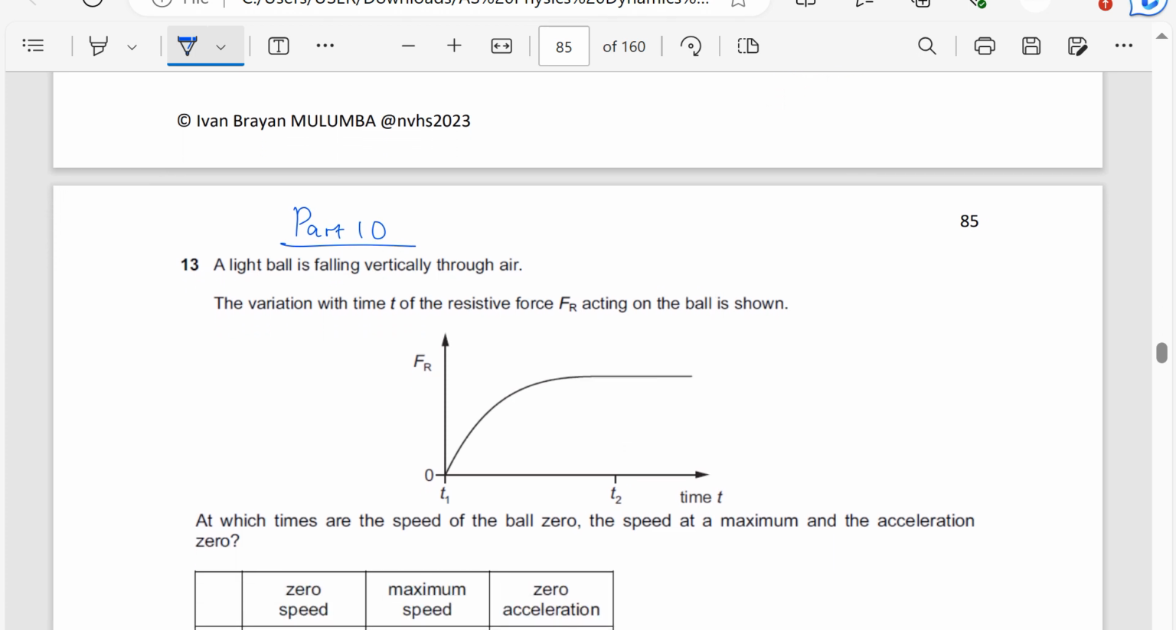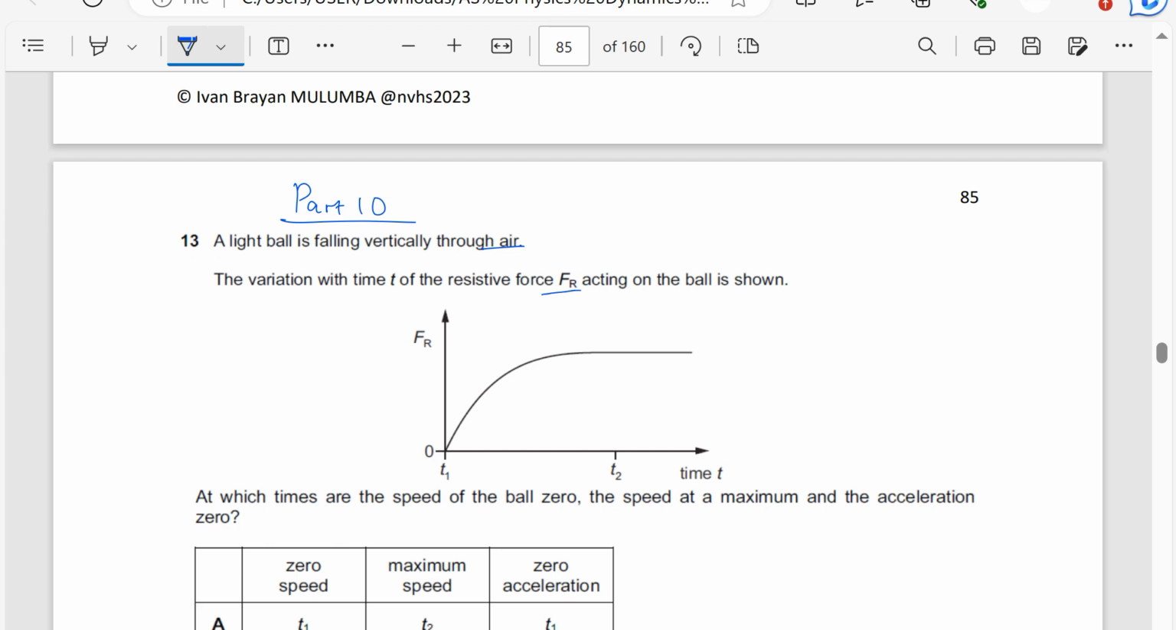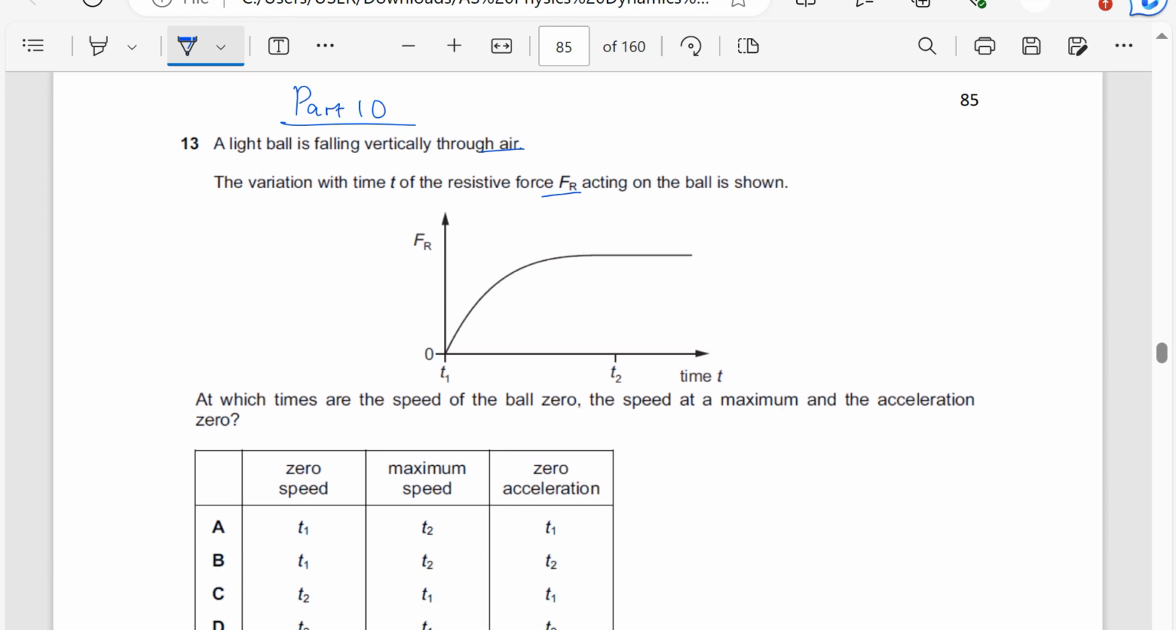A light ball is falling vertically through air. It is falling through air, so air resistance cannot be neglected. The variation with time of the resistive force Fr acting on the ball is shown. At which times is the speed of the ball 0, and the speed a maximum and the acceleration 0?